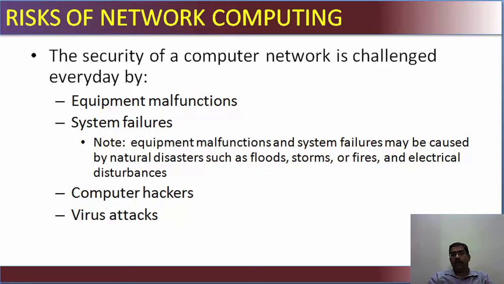The risk of network computing is that the security of a computer network is challenged every day by equipment malfunctions. The server may stop working, the printer may stop working, there can be system failures, there can be a hard disk failure. It can be caused by natural disasters, by not connecting the equipment to an uninterruptible power supply, by computer hackers, and also by virus or malware attacks. So any of these reasons can be a cause for network downtime. The bigger your network, the more protection mechanisms you have to put in place to safeguard from different kinds of attacks and different kinds of failures.